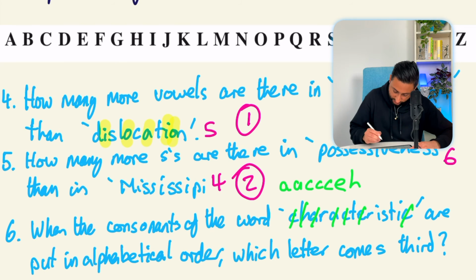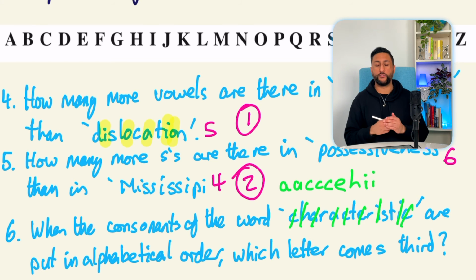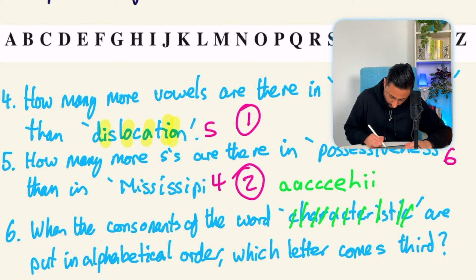E, F, G, H. We have an H as well. H, I. We have 2 I's. 1 there and 1 there. We're left with R, S, and T. So again, we don't have to go through every letter of the alphabet, we know R, S, T are already in alphabetical order. So we're going to take 1 R, 2 R's, 1 S, and 2 T's.